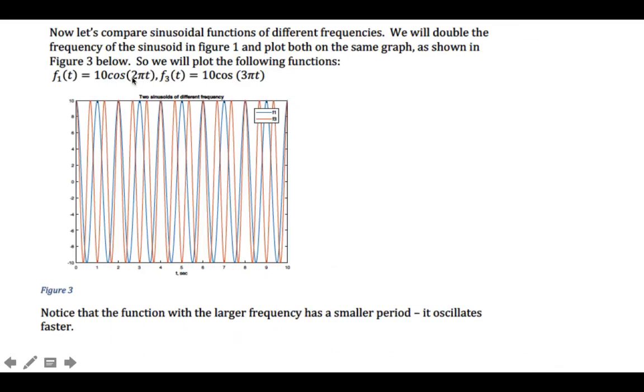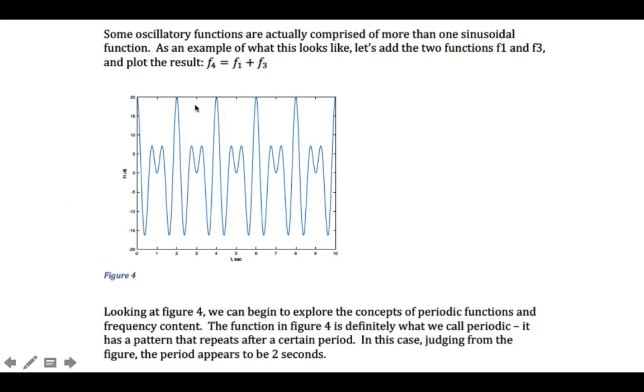This one has a frequency of 2 pi. This one has a frequency of 3 pi. But back to our graph, notice the fundamental frequency is pi radians per second. So it turns out that the fundamental frequency is going to be the greatest common factor of all of the frequencies making up the sum. So in other words, if I had 2 pi and 3 pi, the greatest common factor there is pi.